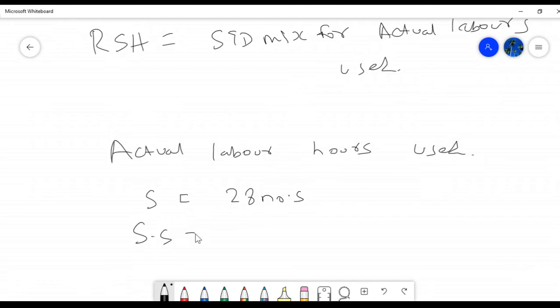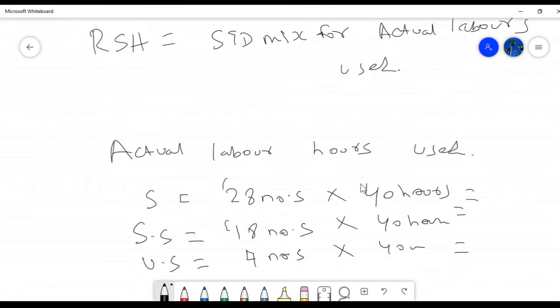So 28 into 40 hours equals total hours. 28 numbers means 28 employees, 18 numbers means 18 employees, 4 numbers means 4 employees. 40 hours means each person is working for 40 hours. Then 28 into 40 will give you the total figure. 28 into 40 is how much? 1120 hours. Then 720 hours. Then 160 hours.